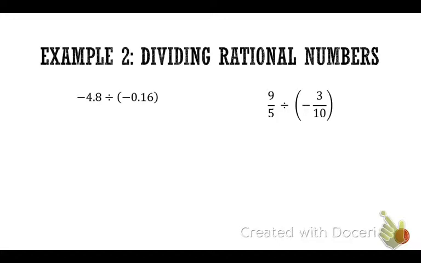All right. Okay, so we're going to divide 4.8 divided by 0.16. All right, so how many decimal places do I need to move my divisor? 2. Okay, so what does that mean about my dividend?